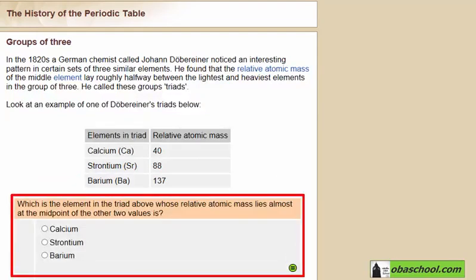Which is the element in the triad above whose relative atomic mass lies almost at the midpoint of the other two values? Is it calcium, strontium, or barium? Let's examine again the relative atomic masses. We have 40, 88, and 137. So yes, the relative atomic mass of strontium lies almost at the midpoint of the other two relative atomic masses.